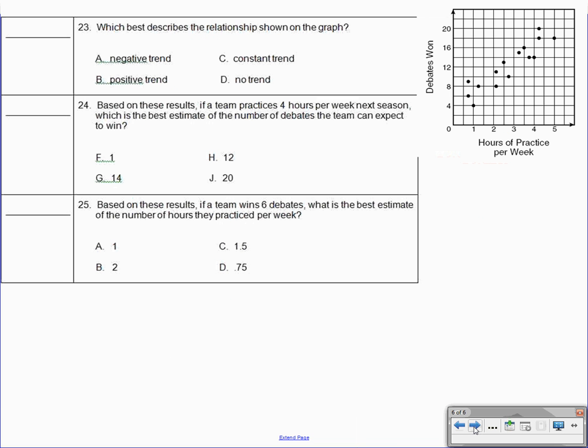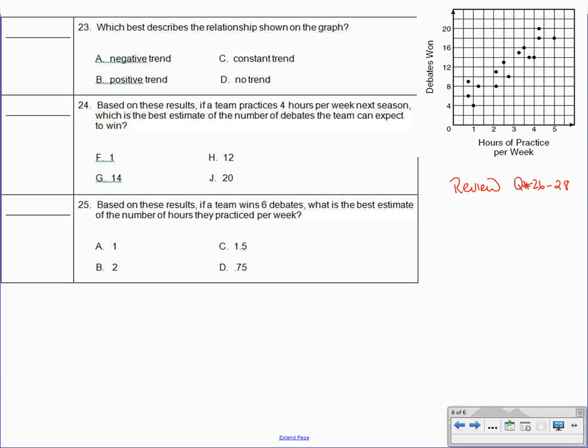The last page comes from the review, and this is the last page of the review. It's very similar, so review questions number 26 through 28. Which best describes the relationship shown on the graph? We're asking for a trend. It's a negative trend, positive trend, a constant trend, or no trend.